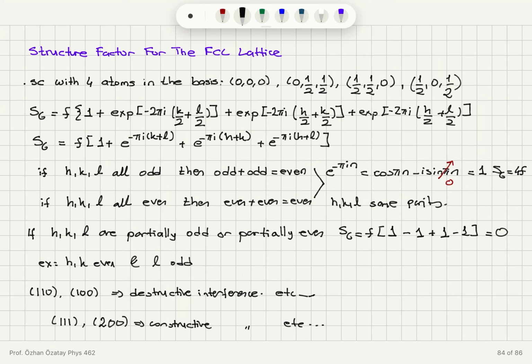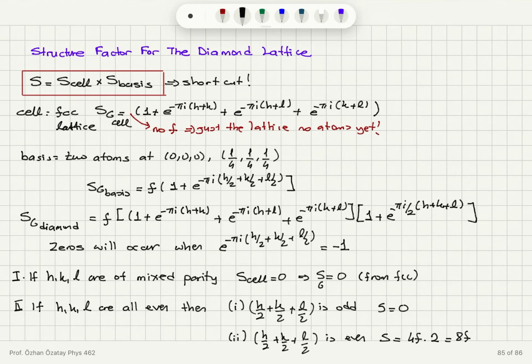So I will get destructive interference whenever there is a mixed parity in the h, k, l values. For example, 1, 1, 0 plane, h and k are odd, l is even. This will give me destructive interference. If they have the same parity, 1, 1, 1 or 2, 0, 0, etc., these will give constructive interference. So we will observe diffraction peaks from these planes.